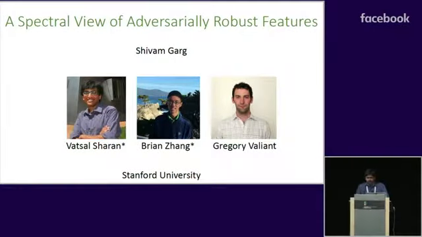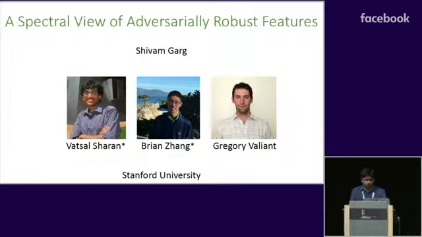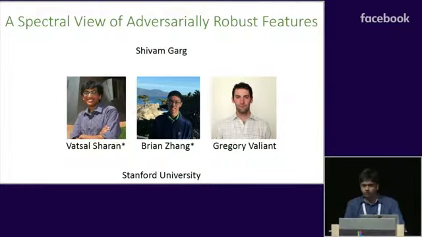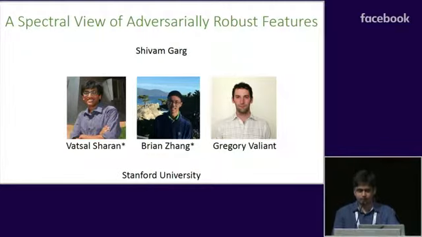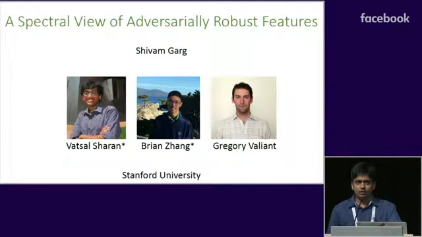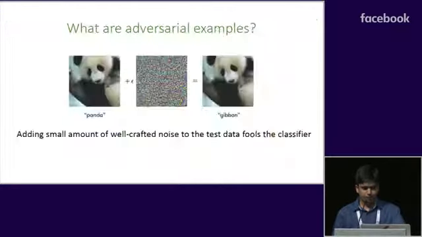Hi, I'm Shivam, and I'll describe our work, a spectral view of adversarially robust features. This is joint work with Vatsal Sharan, Brian Zhang, and Greg Valiant. In this work, we try to give a new perspective on the problem of adversarial robustness by using some connections with spectral graph theory. So first of all, what are adversarial examples?